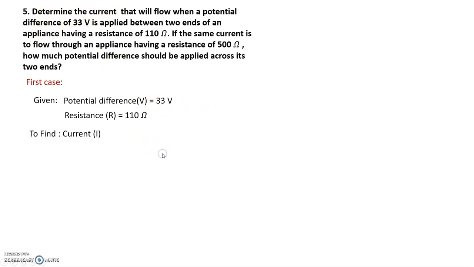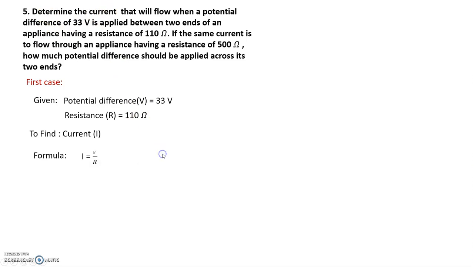So the first case. Determine the current that will flow when a potential difference of 33 volts. So let's write down the first case. Given will be potential difference is equal to 33 volts, between 2 ends of an appliance having a resistance of 110 ohms. So resistance R is equal to 110. So now determine the current. So in the first case, we have to find the current I.